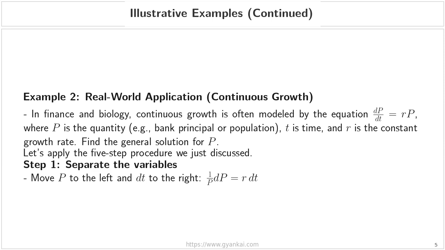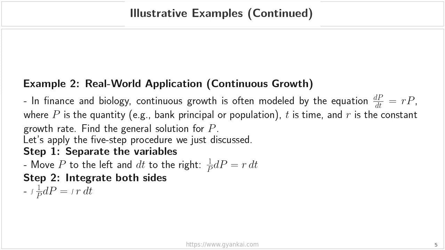Step 1, we need to separate the variables. Just like we did in example 1, we want all the P terms on the left and all the t terms on the right. By dividing both sides by P and multiplying by dt, we get 1 over P dP equals r dt. Step 2, now we apply the integral sign to both sides. We are looking at the integral of 1 over P dP equals the integral of r dt.